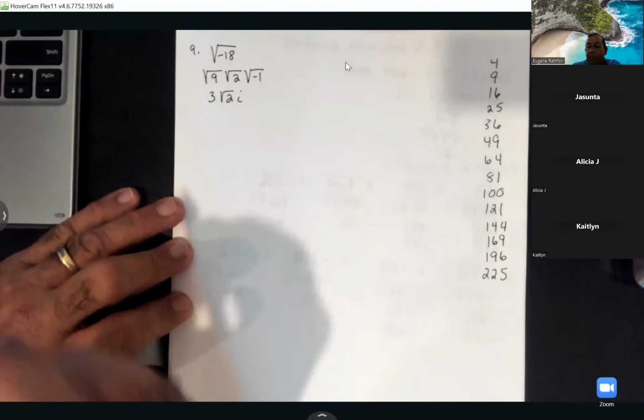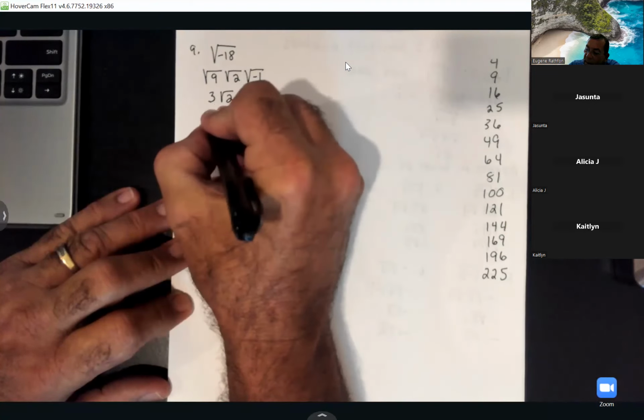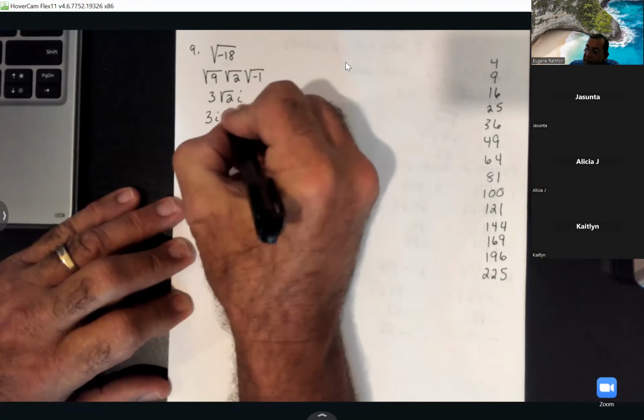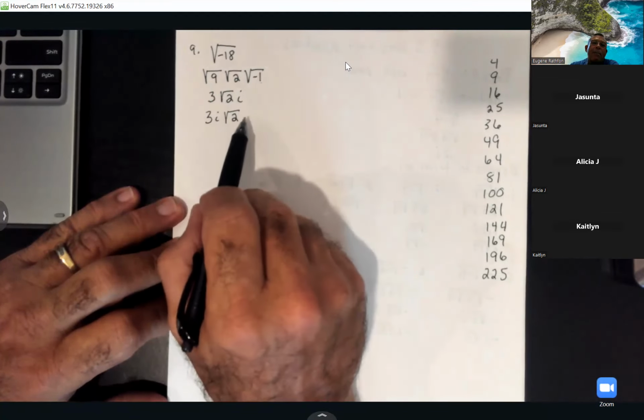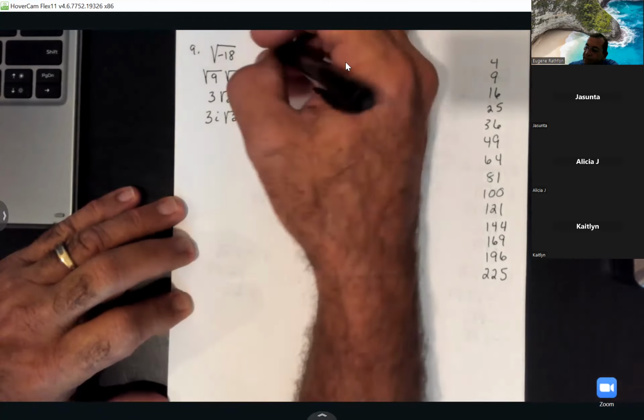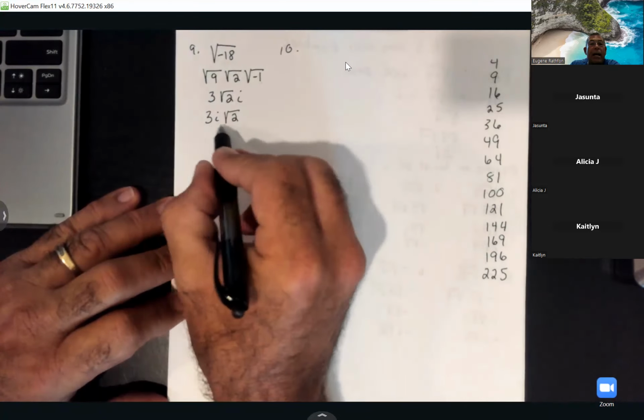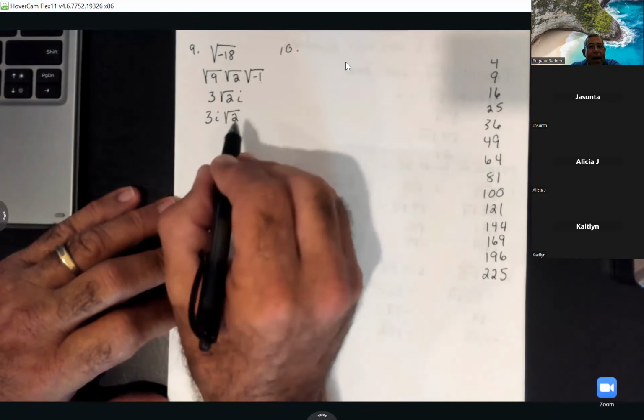So the way I write this one in MATLAB, I would write my 3, then my i, then my square root of 2. Always keep the radical stuff at the back of it, okay? That way it don't look like anything else is under that radical.